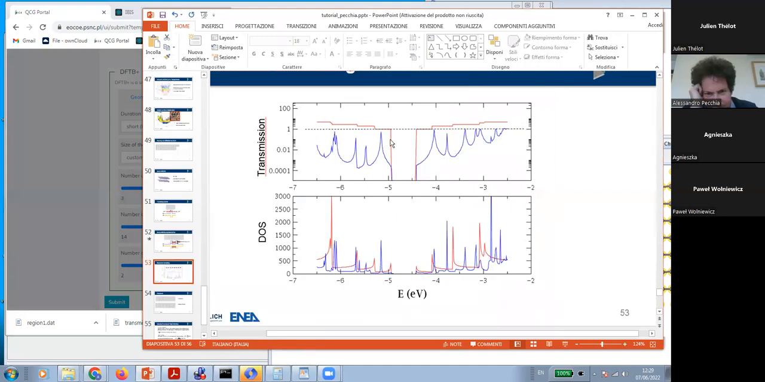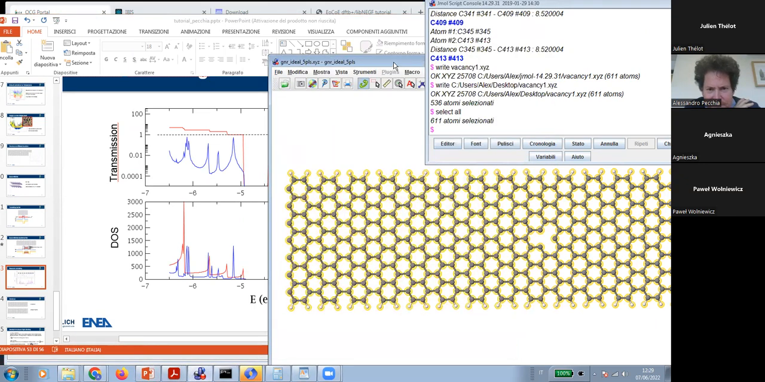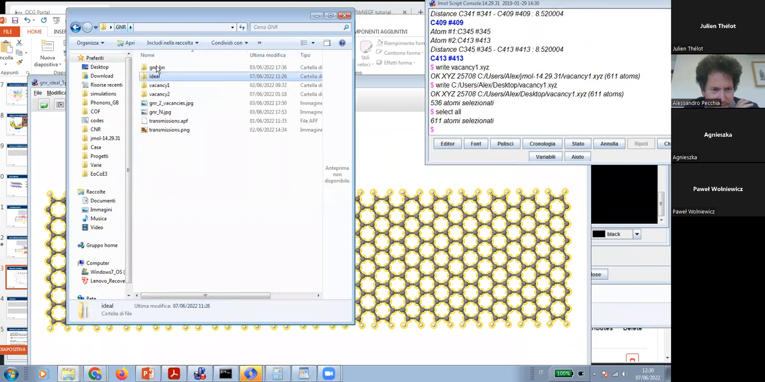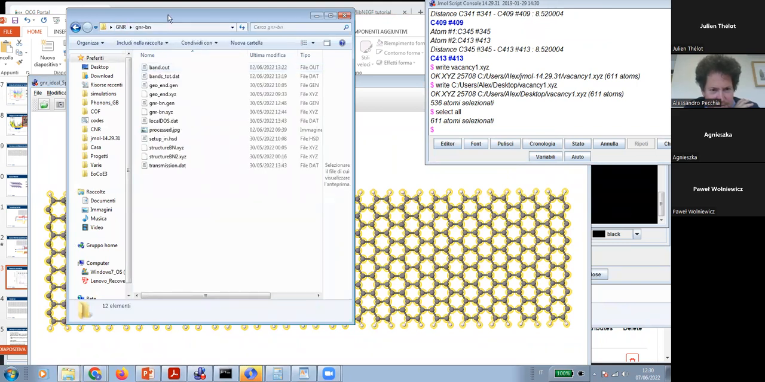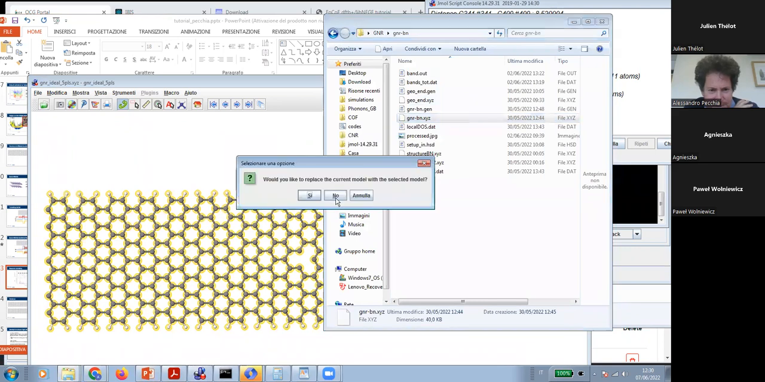Well, there's no magic. At the end of the day, this is what we should obtain. And it's quite different. Now, if you look at the transmission, it is very different from the original ideal graphene nanoribbon. Because, let me put the structure in front. Okay. This is the graphene nanoribbon with boron nitride barriers.